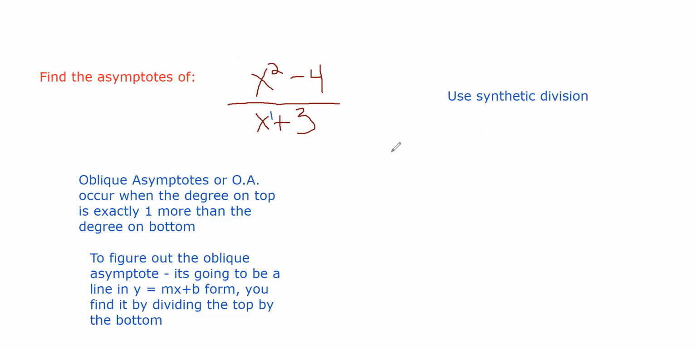So our denominator is x plus 3. So remember, with synthetic division, we put a negative 3 into a box here. And along here, we put the coefficients of this. It's going to be 1 for x squared. Now it skipped over an x term, but whenever we're doing the division, we need to include then a coefficient of 0 for the x term. And then finally minus 4.